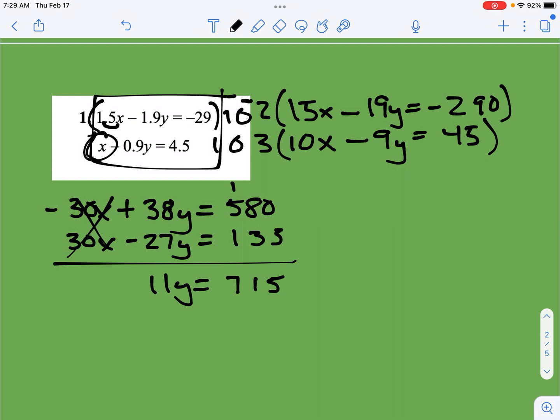does 11 go into 715? And hopefully it does, and it does. It goes in a whopping 65 times.